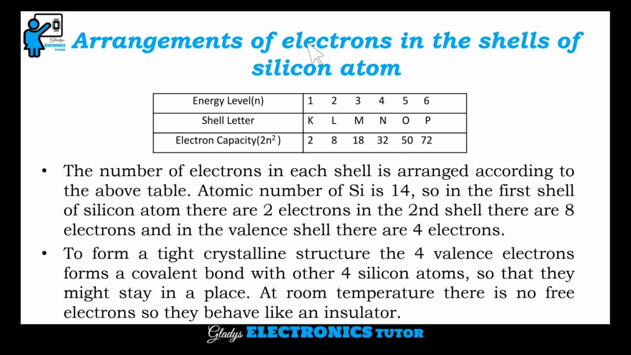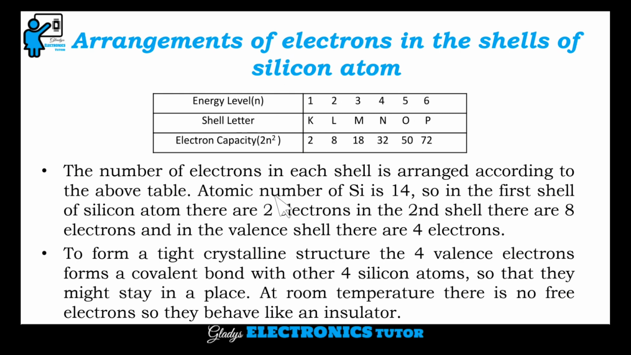Let's see about the arrangement of electrons in the shells of silicon atom. These are the energy levels 1, 2, 3, 4, 5, 6 and the energy levels are represented as K, L, M, N, O, P. The electron capacity in the first energy level is 2, and in the second level 8, then 18, then 32, then 50 and 72. So the number of electrons in each shell is arranged according to the above table.